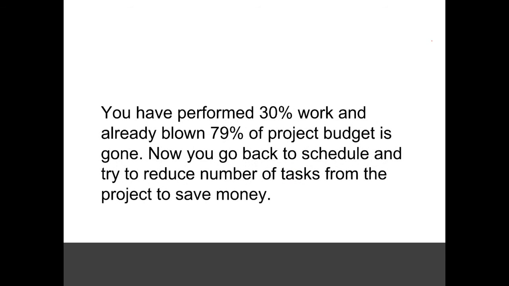Moving on, you have performed 30% work and already blown 79% of the project budget. Now you go back to the schedule and you try to reduce the number of tasks from the project to save the money, right? So in this particular case, which dimension are you compromising on? So we are compromising the quality, perhaps reducing the scope of the work, just to ensure that maybe you could hit the cost and the time targets.